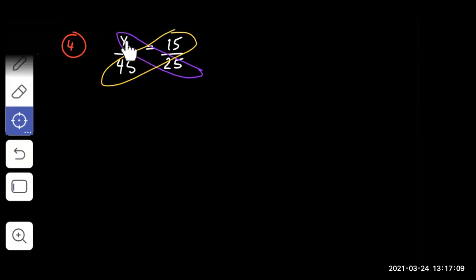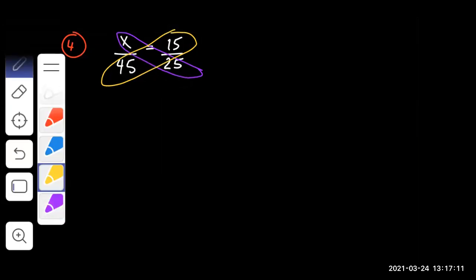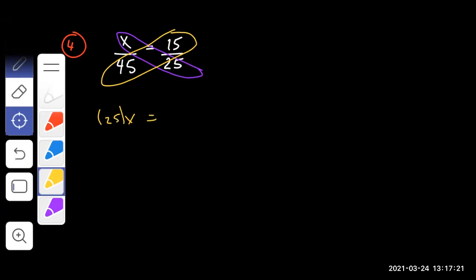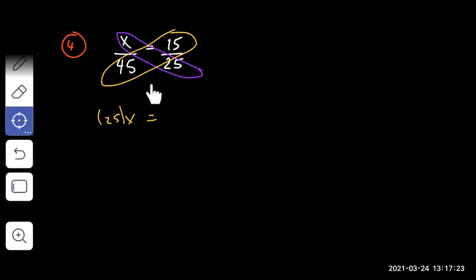Okay, let's multiply. x multiplying 25, right? I'm going to place parentheses, guys, just to keep it a little bit clear. Okay, 25x. x times 25 is 25x. Then what do I have to multiply? Tell me. 45 times 15.